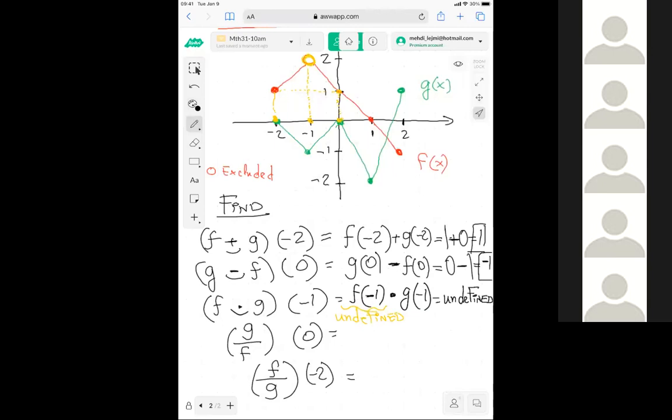So if one of the terms is undefined, then the whole thing is going to be undefined, right? Now, next, unless there's a question.